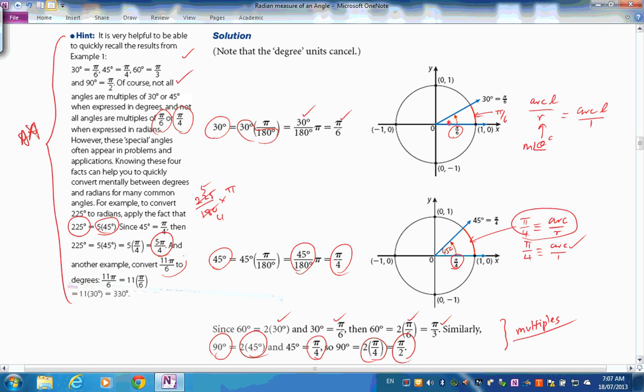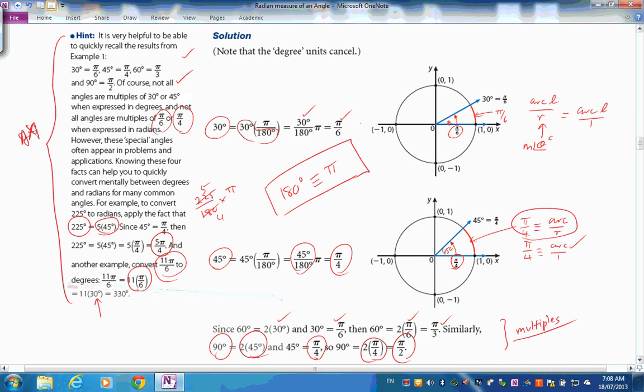11 pi on 6, what's that? 11 lots of pi on 6. Pi on 6 is 30. So you've got to be moving around backwards and forwards depending on what you want in your particular problem. So please remember 180 degrees is equivalent to pi radians. We don't usually use that symbol in there, but that's your measure.